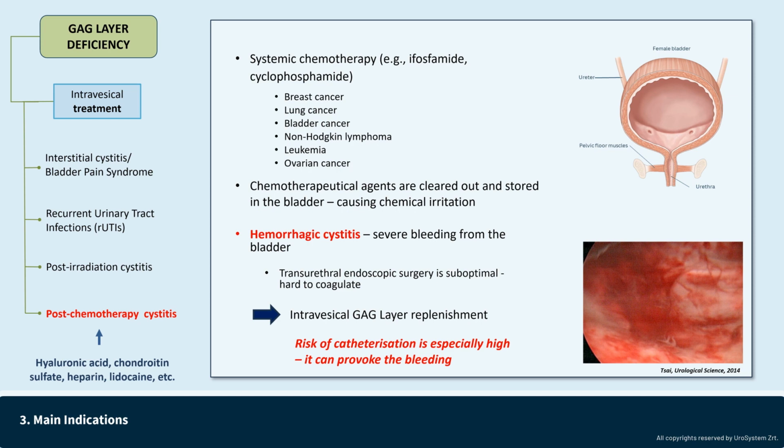And the same challenge with transurethral surgeries exists in the case of post-chemotherapy cystitis. It's preferable to avoid a surgical approach to stop the bleeding. Intravesical gag layer regeneration is highly effective in treating post-chemotherapy cystitis, and avoiding catheterization and the increased risk of catheter-associated bleeding is a crucial consideration here as well. Therefore, performing intravesical instillations with the UroDapter is highly beneficial for both the patient and the therapist.